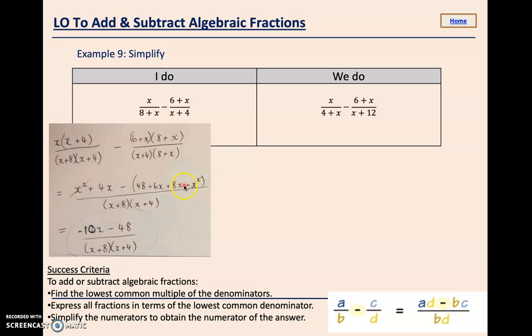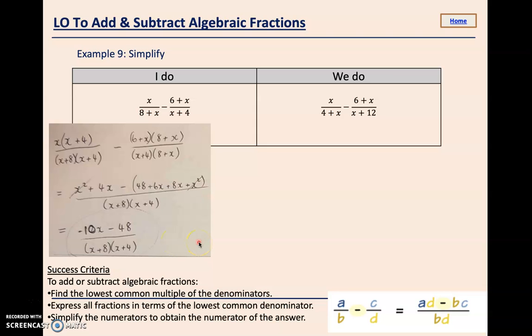So that's going to leave us with negative 4x. And then we also have to subtract 6x. So we're going to end up with negative 10x. And then we've got subtract 48. So subtract 48. And there we go.